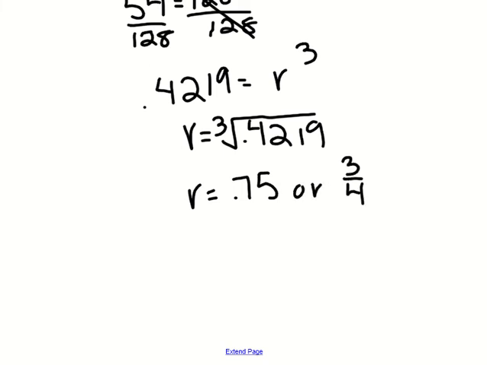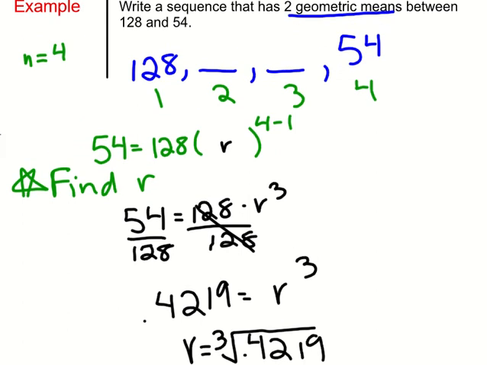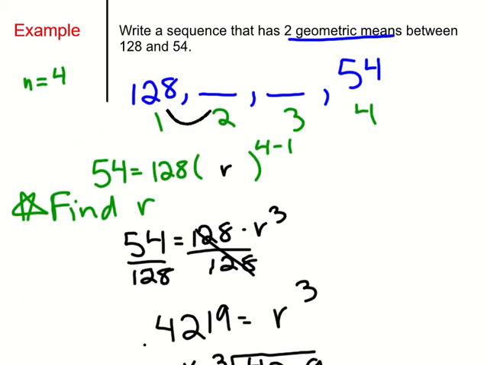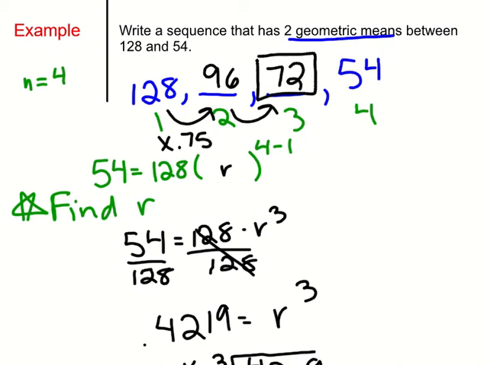Now, however you write that doesn't matter, but we're going to use that ratio now to find our missing terms. That means when we start with 128, we're going to times that by 0.75, which will give us 96. We're going to times 96 by 0.75 to get 72. And now these two answers are our final answers. Those are the two geometric means between 128 and 54 in that geometric sequence.